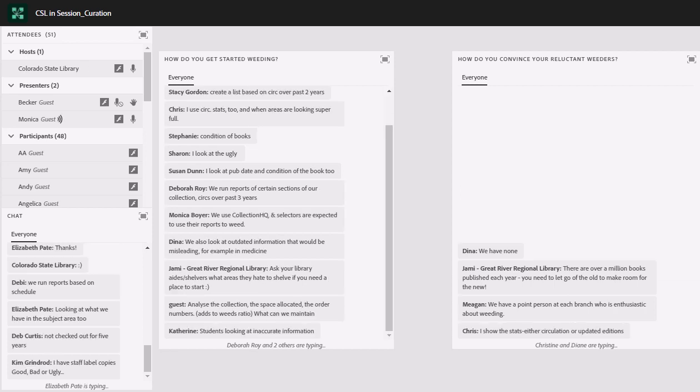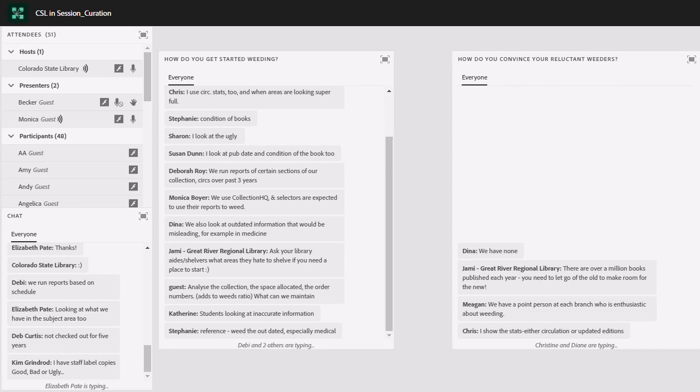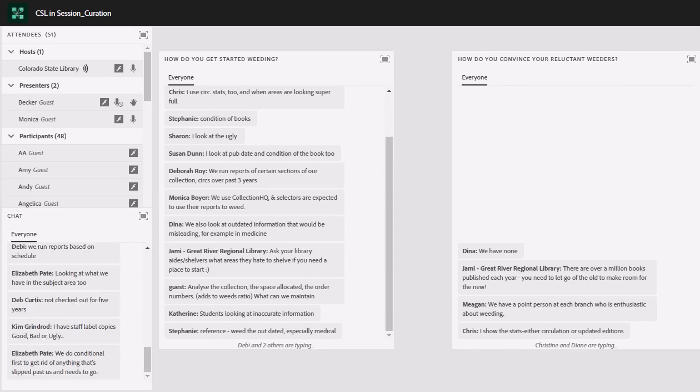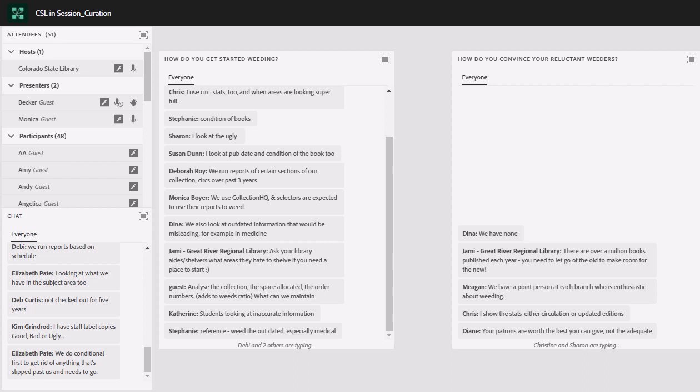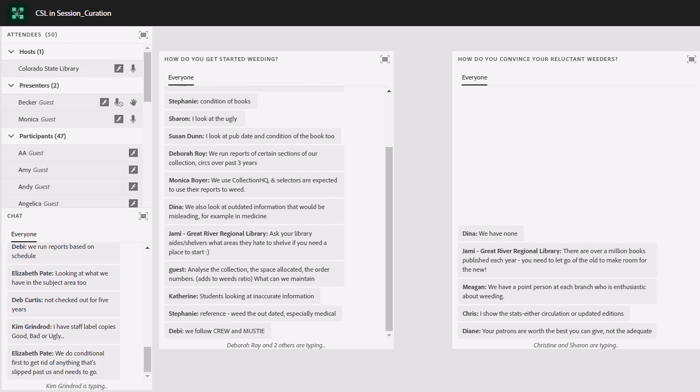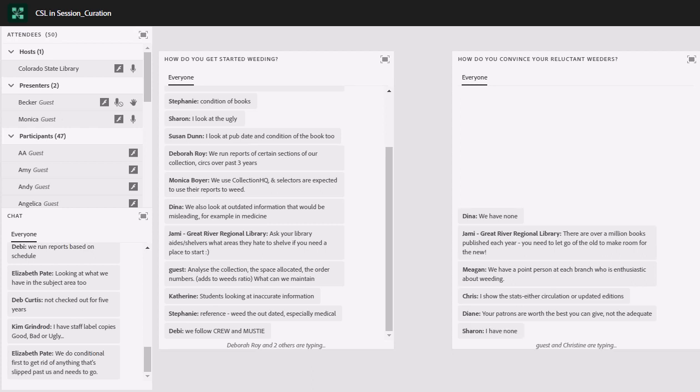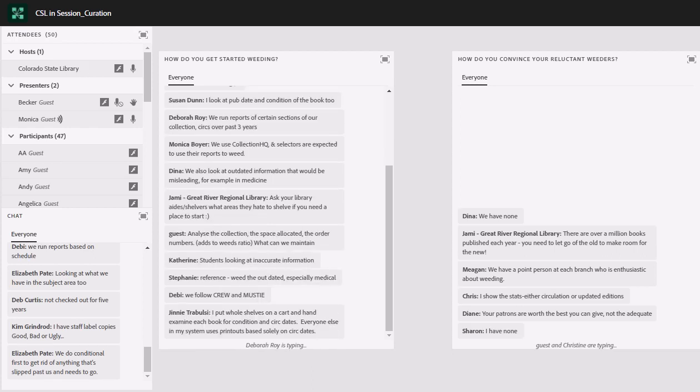Analyzing the collection, the space allocated, order numbers, students looking at accurate information. Staff label copies, good, bad, and ugly. That could be like a fun pastime. Do condition first to get rid of anything that's slipped past us. These are all great ideas. What I can do is gather these ideas and strip out everybody's names and get these posted to the CSL in Session website also.